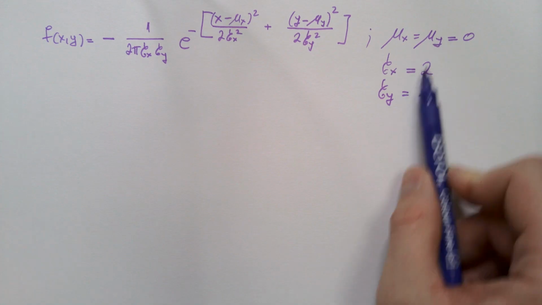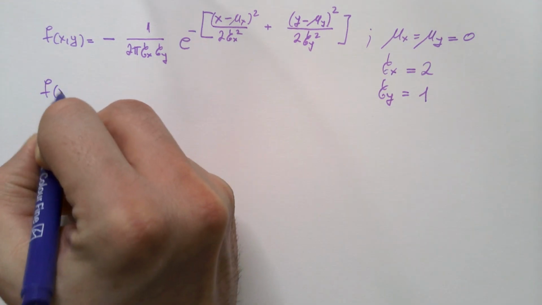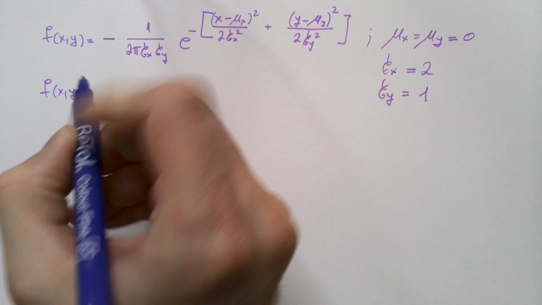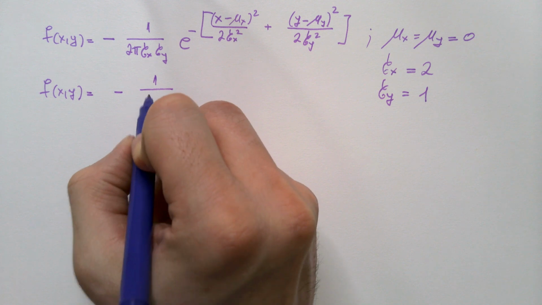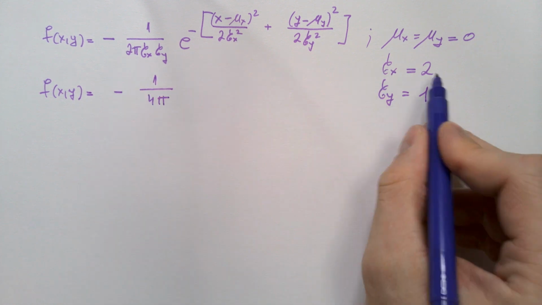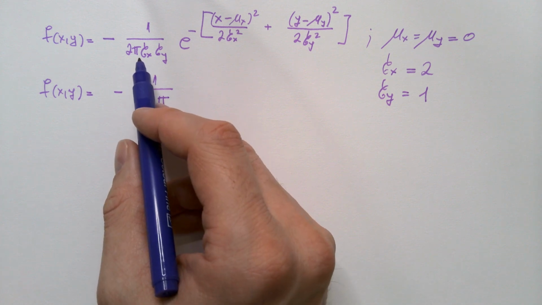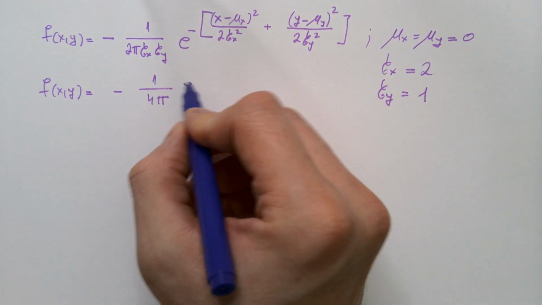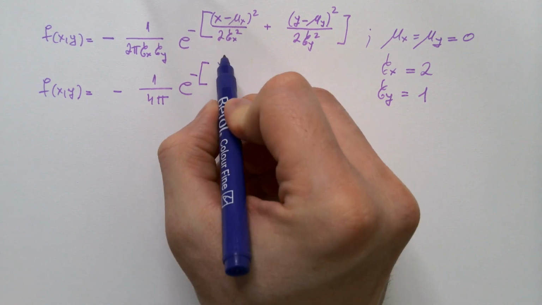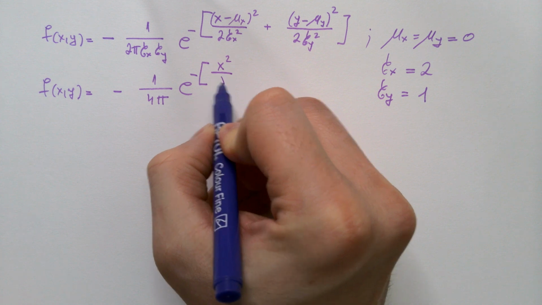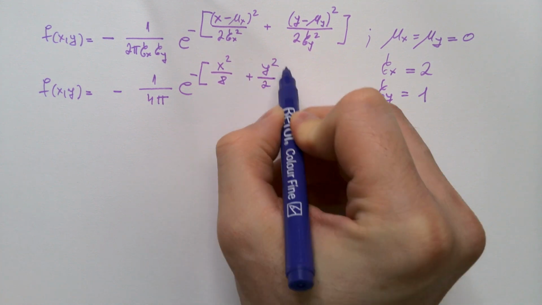Well, with these particular values, if we go back to this objective function, we get that f of x and y is equal to minus 1 over 4 pi, since 2 times these 2 gives us 4 pi because sigma y is 1, times e to the negative x squared divided by 8 plus y squared divided by 2.